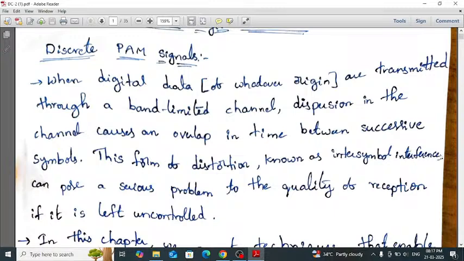So introduction of any unit is very important. Without the introduction, we cannot read the unit properly, the entire unit. So always introduction is very important.